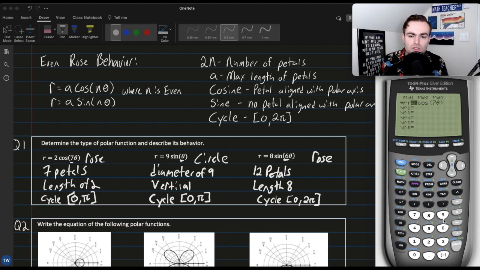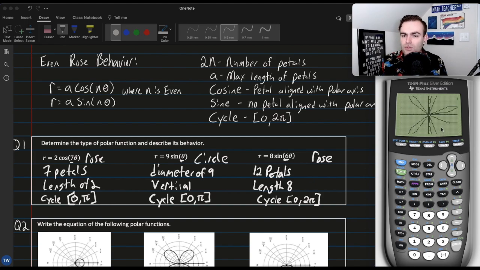If we change this to 9 sine theta, we get a vertical circle, and it's repeating again, so we got the cycle right. And we know the diameter is right. I'm not going to mess with the calculator for that, but we could if we wanted to. Last but not least is this one here. So we have 8 sine 6 theta.